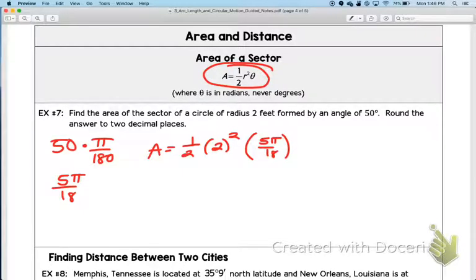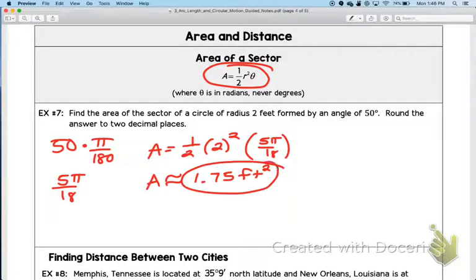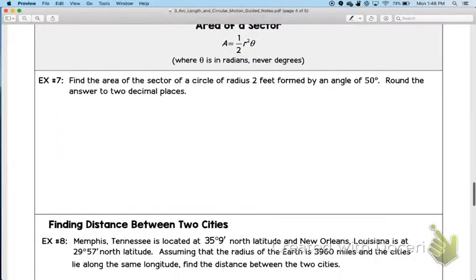And when you multiply all that out, 2 decimal places it's asking for, so 1.75. Remember, area is always units squared. So 1.75 units squared. Okay, again, much simpler when you're using radians as opposed to degrees.